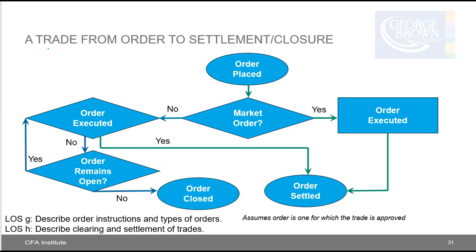Okay, this slide is just showing a graphic with regards to a trade from order to settlement or closure. So an order is placed. So the question is, is it a market order? Yes or no? If it is a market order, then you know it's going to be executed at the best available market prices, and the order is going to be settled. If it's not a market order, then it's some type of, let's say, a limit order, a buy limit order. If the order is executed, yes, then it's going to settle.